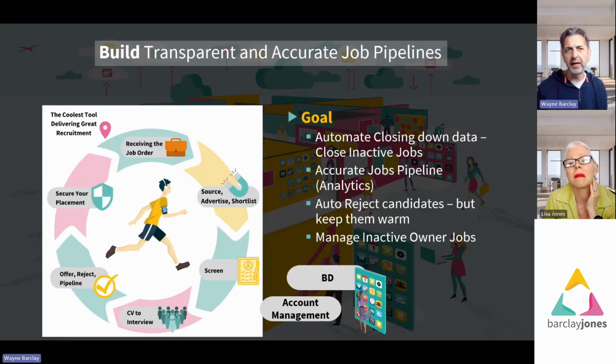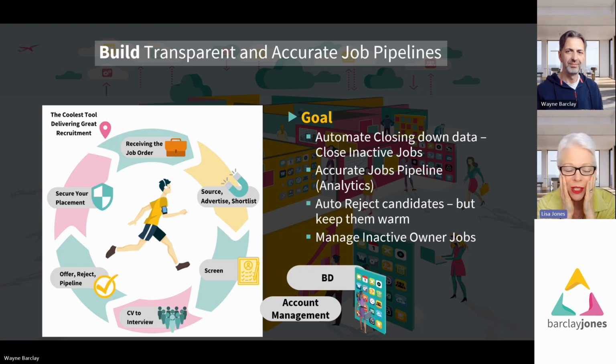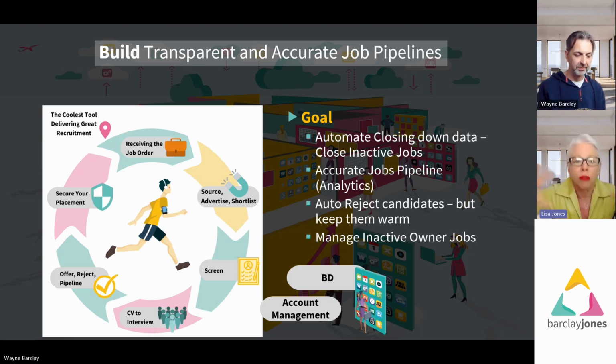Okay, building transparent and accurate pipelines. Lisa, what have you got to say about this? So again, a pipeline isn't absolute chaos, she says. Wouldn't that be lovely if she was so right? But obviously what we certainly see when we do a lot of the work around building and coaching, where it comes either recruiters using Bullhorn more effectively or automation creating space for them to use it more effectively.